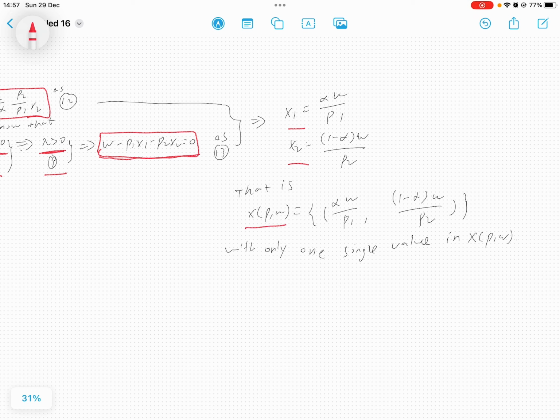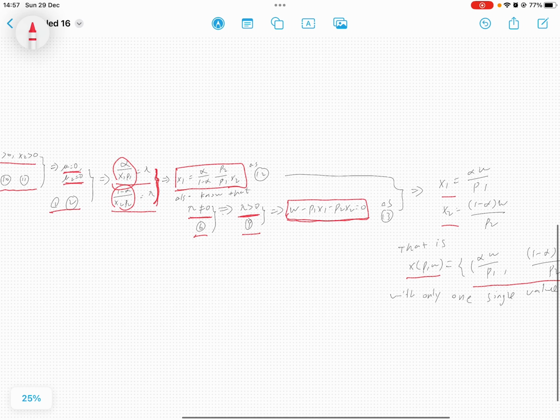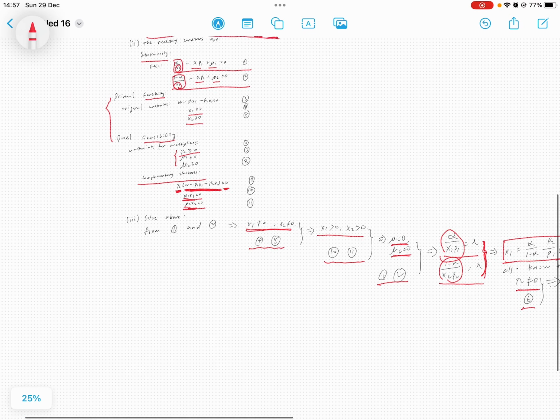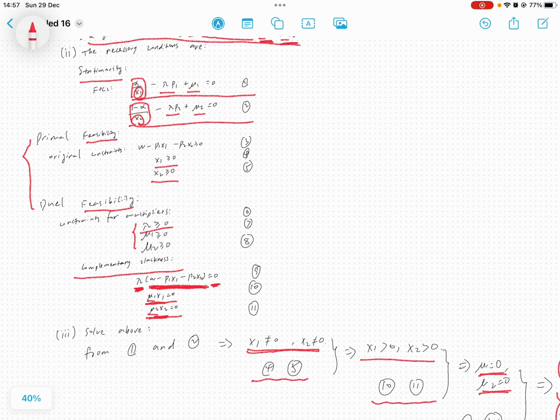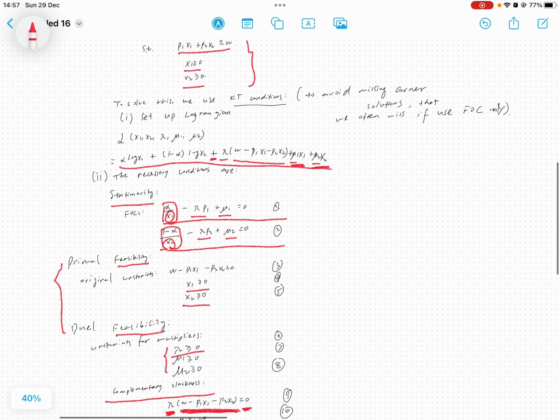And with this set x, p, and w, we only have one value for that. Okay, with this only one single value because of the property, the convexity, right, for this uniqueness. Okay, good. So this will be a full example of how to use Kuhn-Tucker conditions, or KKT conditions, to generally solve these optimization problems, right?